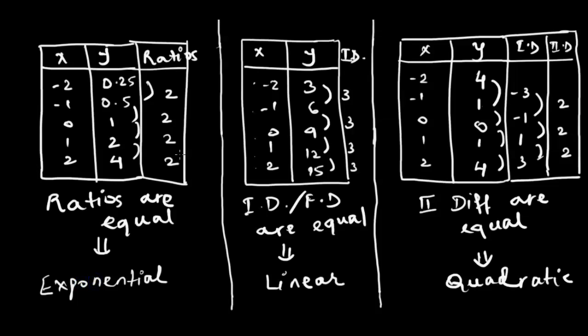So we can conclude that if we're given a question in the form of a table and we have to figure out if it's an exponential, linear or quadratic function: if the first differences are equal, it's a linear function. If the second differences are equal, it's a quadratic function. And if the ratios are common, then it is an exponential function. And that is how we differentiate among the three functions.